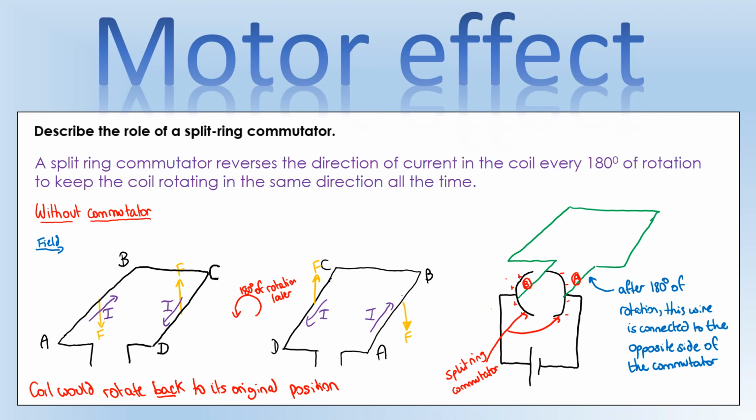So we've reversed the current, and the effect this will have is to keep the coil rotating in the same direction. Because if you reverse the current, you will reverse the direction of the force. So the forces will now keep it rotating in the same direction. So that's our split ring commutator, and that's how it keeps our motor rotating.